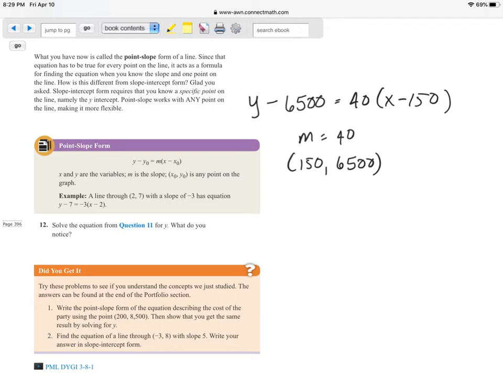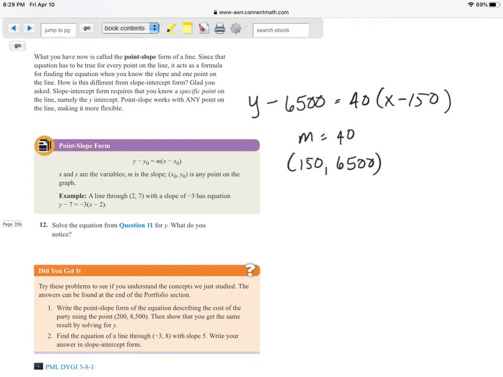Since the equation has to be true for every point on the line, it acts as a formula for finding the equation when you know the slope and one point on the line. How is this different from the slope-intercept form? Slope-intercept form requires that you know a specific point on the line, namely the y-intercept. Point slope works with any point on the line, making it more flexible.